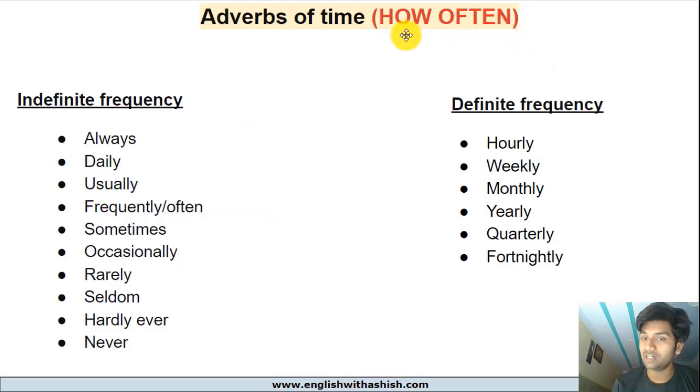These adverbs talk about the frequency of an action, how frequently an action takes place. We call these adverbs of frequency. They talk about the time of an action, but they generally focus on the frequency of that action in terms of time, obviously. So we have two types of adverbs of frequency: indefinite adverbs of frequency and definite adverbs of frequency.